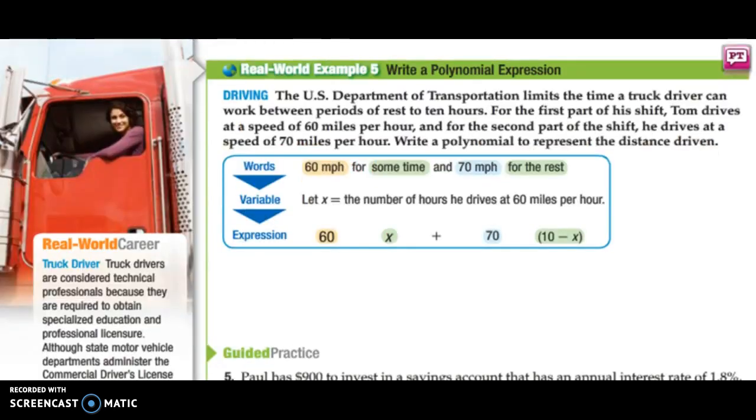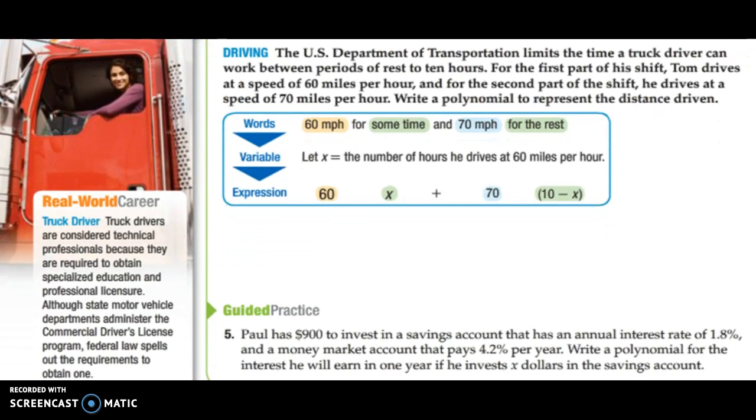Alright, and so we can actually write real-world problems with this. It says the U.S. Department of Transportation limits the time a truck driver can work between periods of rest for 10 hours. For the first part of the shift, Tom drives at a speed of 60 miles per hour, and for the second part, he drives at a speed of 70 miles per hour. Write a polynomial to represent the distance driven. So we actually have it written here, which is real nice.